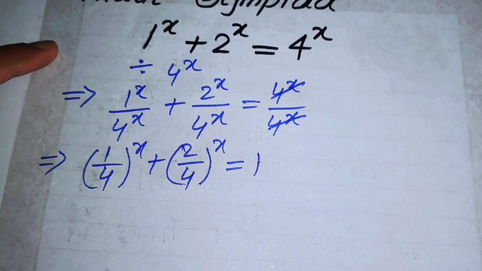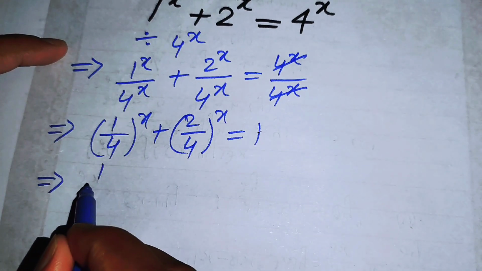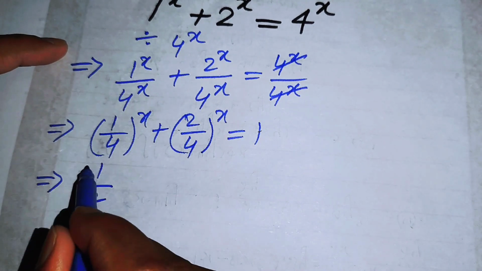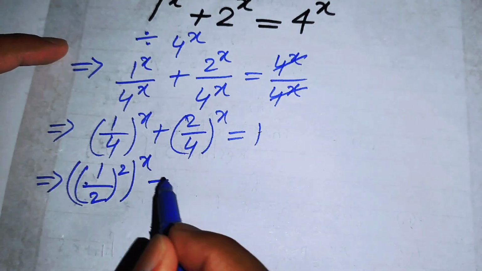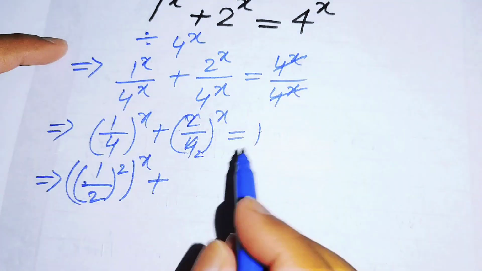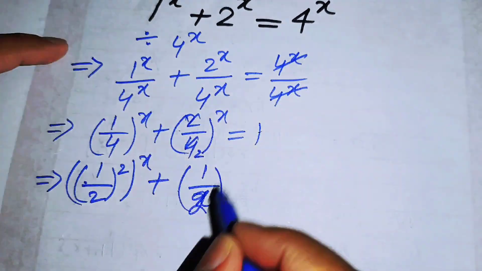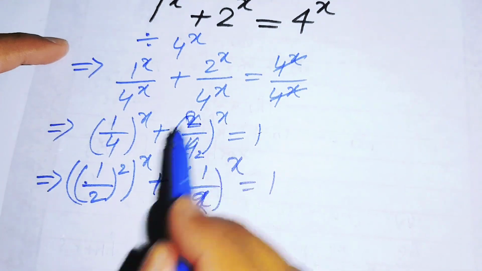is equal to 1. After that we can rewrite the terms, and we can write 1 over 4 as 1 over 2 squared and its whole power x, plus these two terms cancel each other out, and we get 1 over 2 to the power of x is equal to 1.